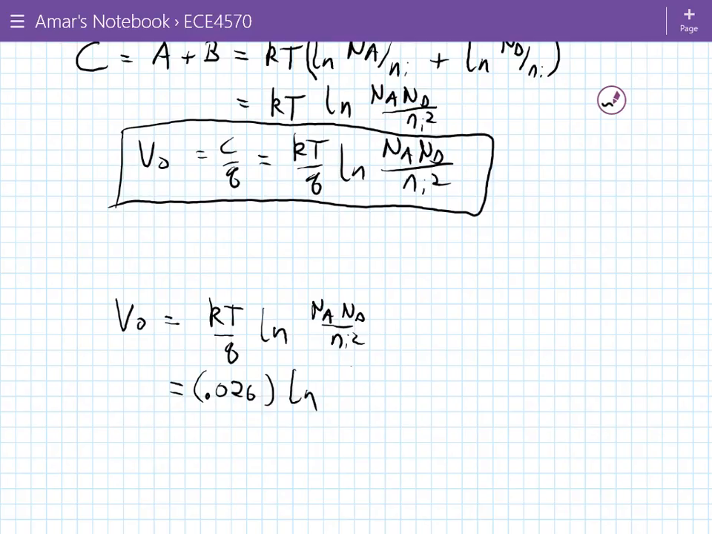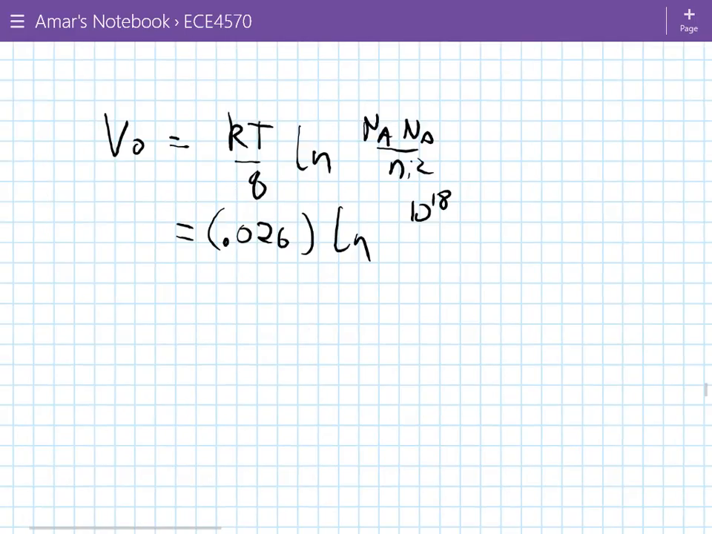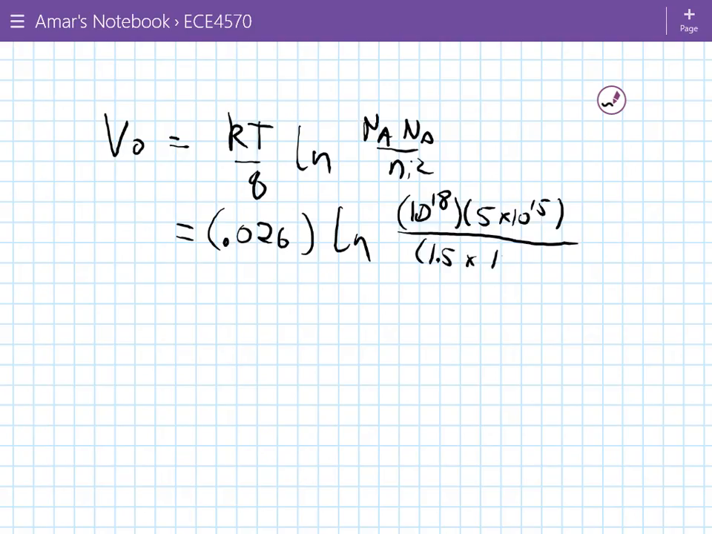Ln, you have 10 to the 18th. Okay, and then your Nd is 5 times 10 to the 15th, over ni squared, 1.5 times 10 to the power of 10, squared. All right, so what do we get for this? 0.8. 0.8 volts.